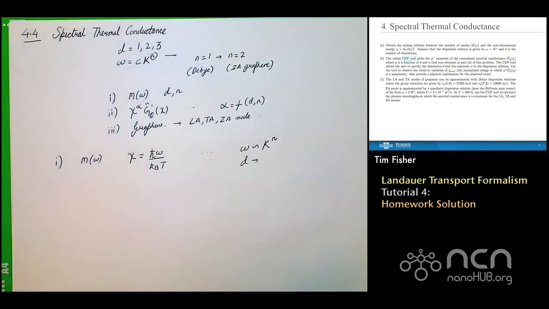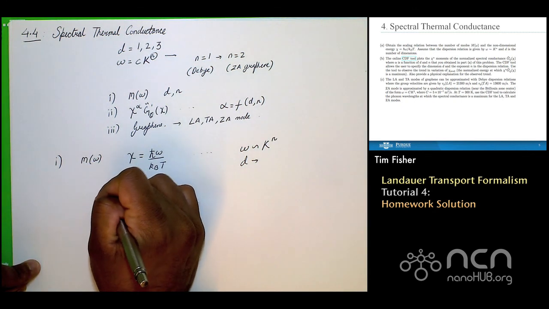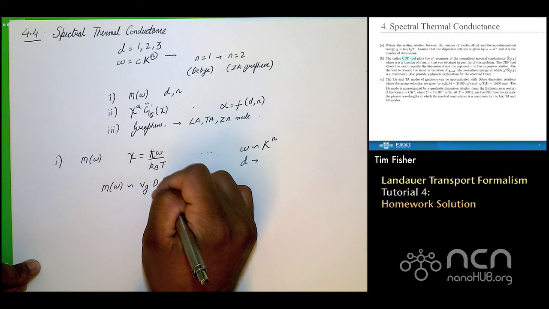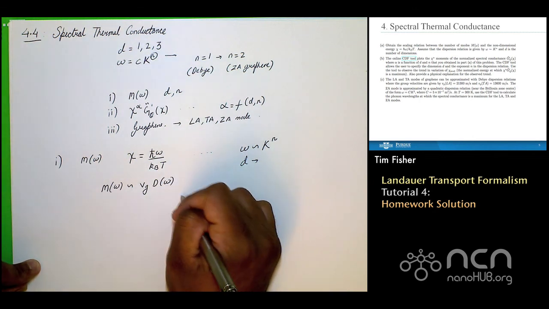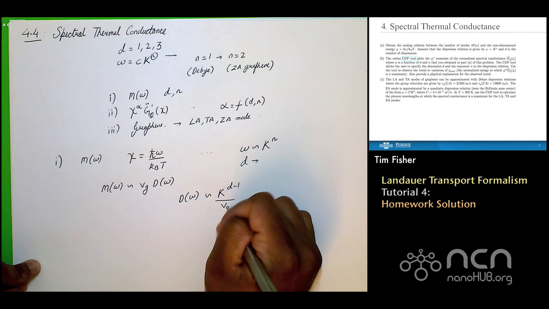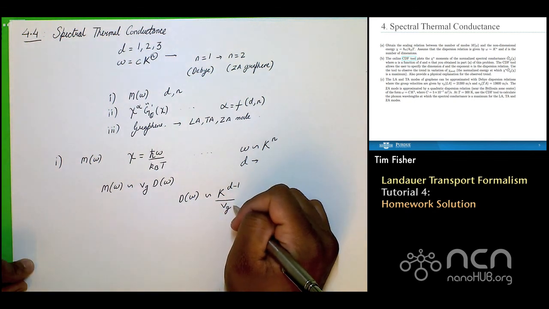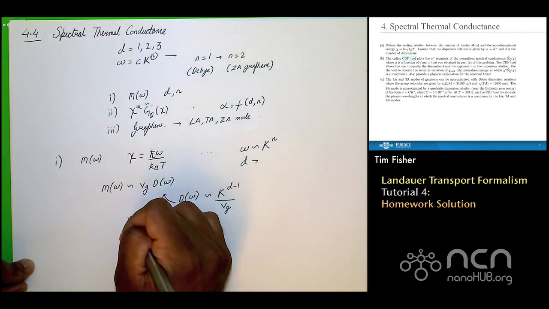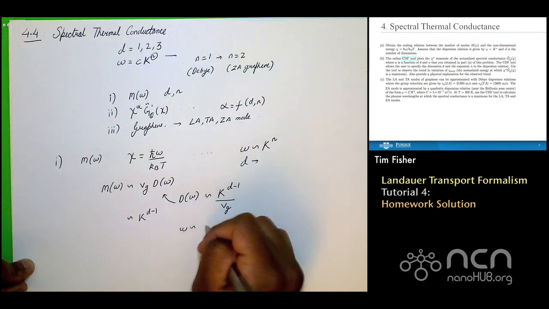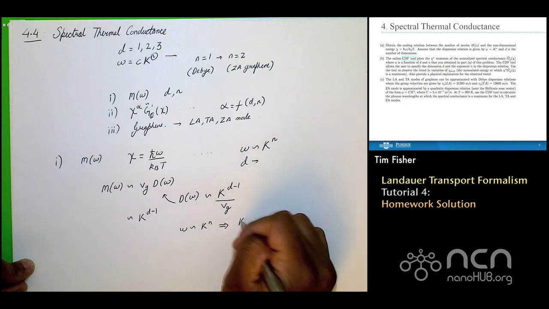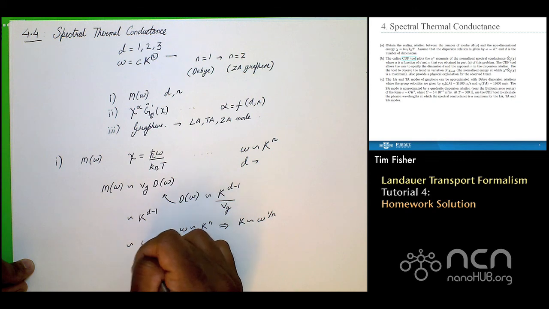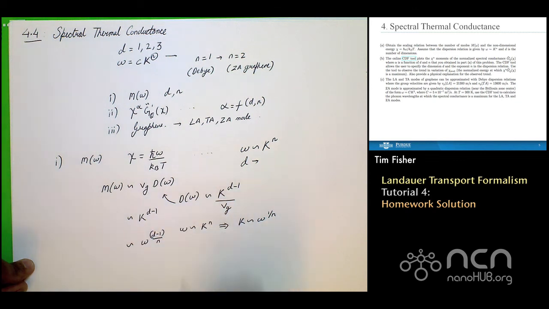Okay. Now, from your lectures you will recall that the number of modes in the system scales as the product of the group velocity and the density of states. But we also know that the density of states scales as k raised to D minus 1 upon the group velocity. Here again k is the wave vector, Vg is the group velocity. So if I plug in these values here, I'll see that the number of modes scales as k raised to D minus 1. But we know from our dispersion relation that omega scales as k raised to n, and therefore k scales as omega raised to 1 upon n, and therefore M of omega scales as omega raised to D minus 1 upon n.